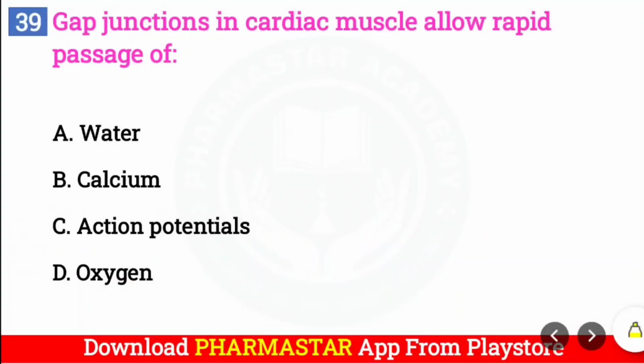Next question. Gap junctions in cardiac muscle allow rapid passage of: option A. Water. B. Calcium. C. Action potential. D. Oxygen. The correct answer is option C, action potential. In cardiac muscle, gap junctions are specialized protein channels located within intercalated discs that allow for the direct and rapid spread of action potentials from one cell to another.